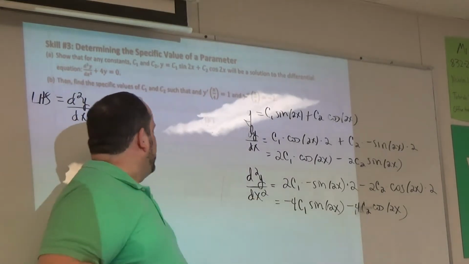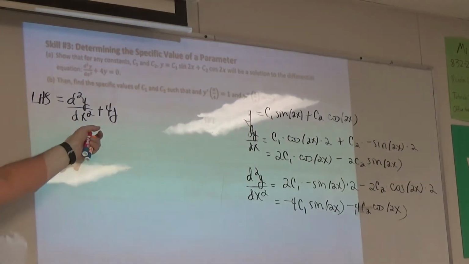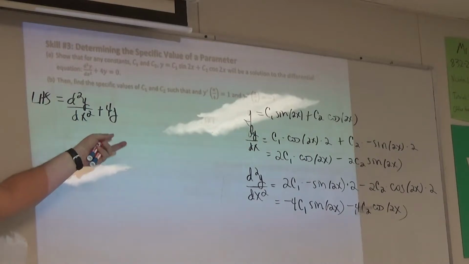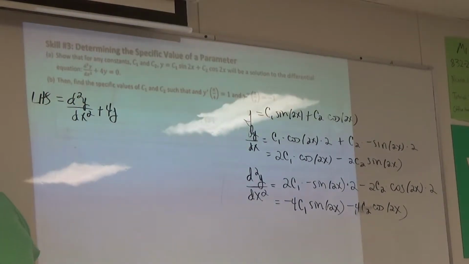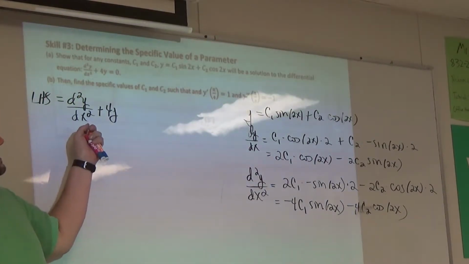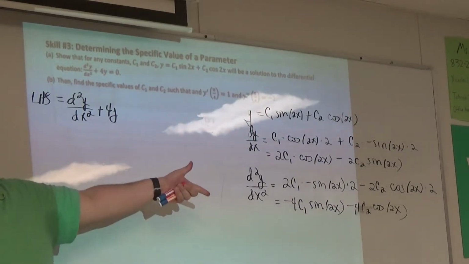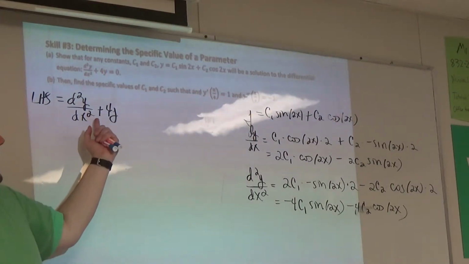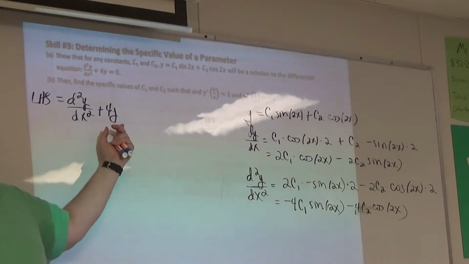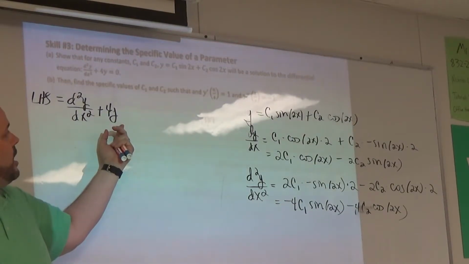Nice job, David. Okay, so let's go back. I think this is where I lost you guys before. Let's go back to what it says on the left-hand side. The left-hand side says, if I take the second derivative, that guy over there, and add on to it 4 times y, 4 times the original function, will I get 0?